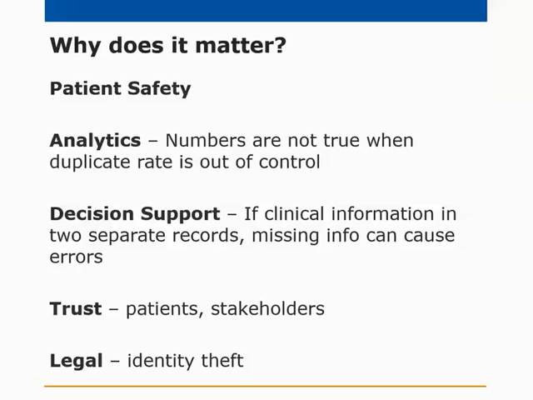So there are some poor outcomes that can occur by not implementing some EMPI methodology. Analytics, of course, are really important. We are submitting numbers for population health. We're submitting numbers for meaningful use, for Joint Commission reporting, anything like that. If you have two people for one person, your denominator is now a 2.